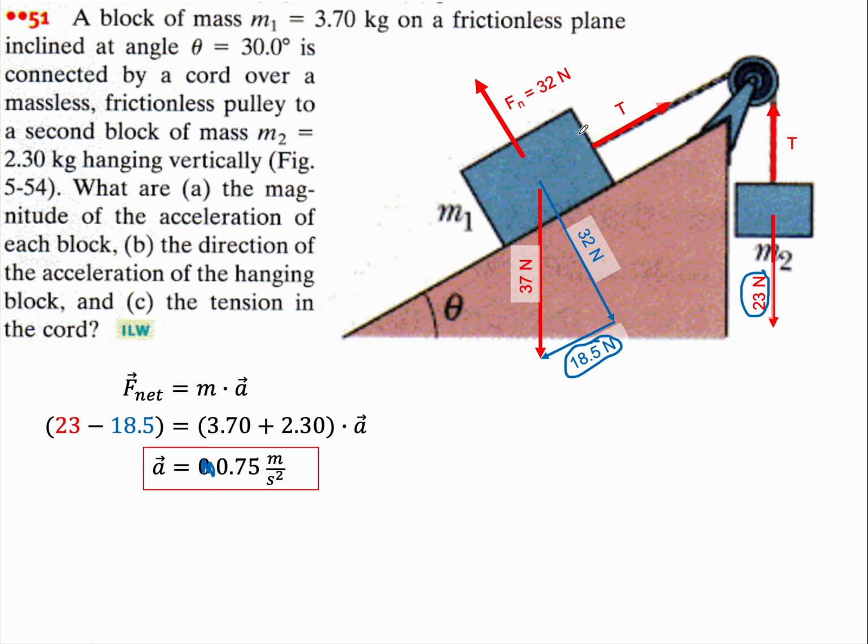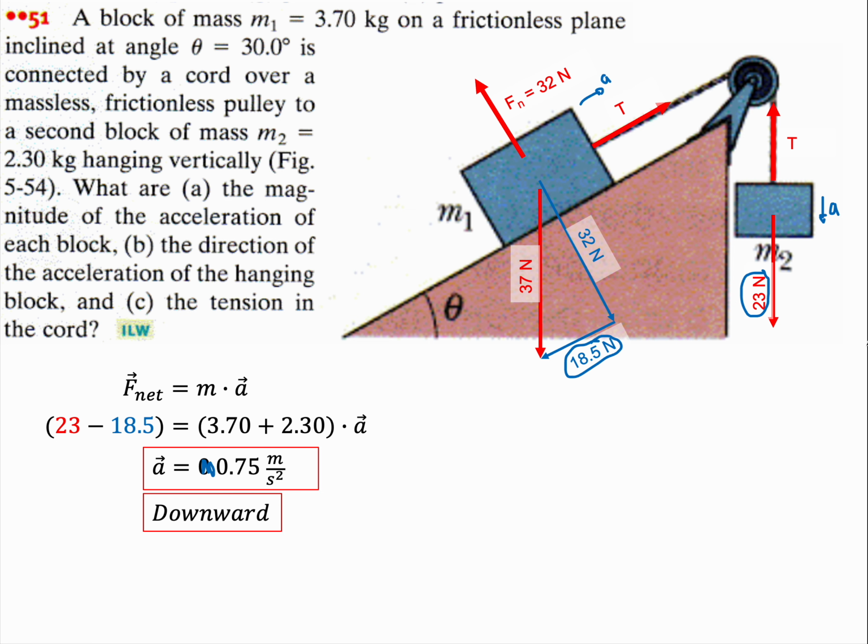And that's going to be in this direction. Why? How do I know that? Because this 23 is going to be larger than the 18.5. It's going to accelerate up the ramp. What direction is this hanging mass accelerating? The answer is it is accelerating downward.